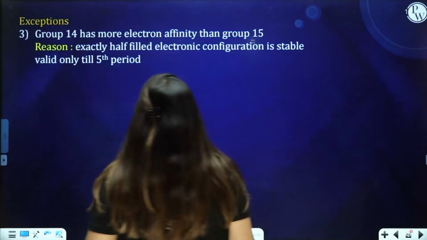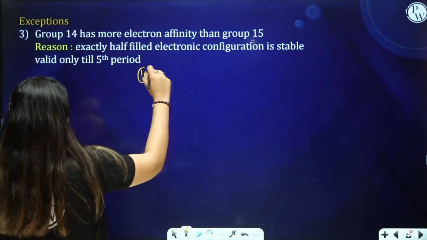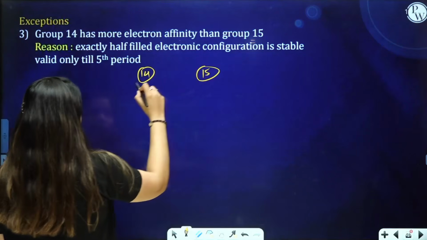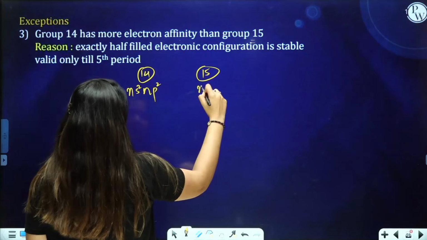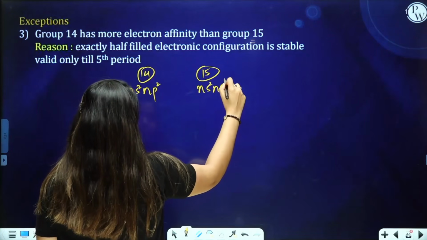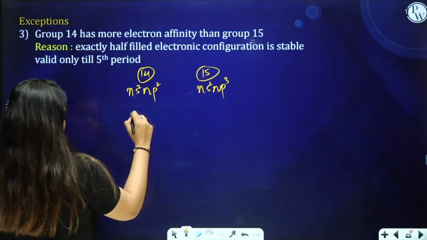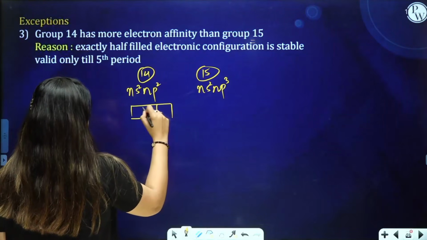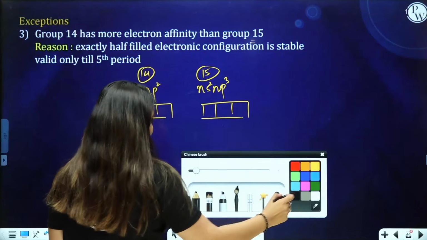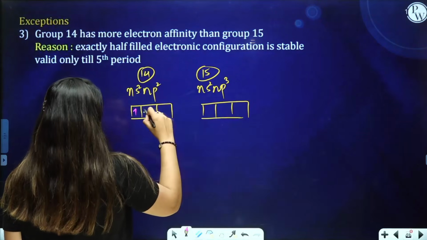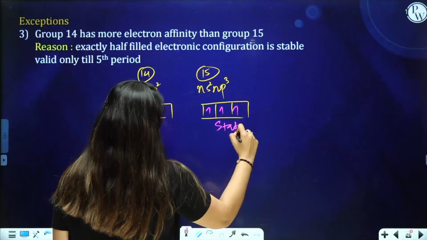Now we talk about group 14 and 15. Let's say I have group number 14, and group number 15. The general electronic configuration of group 14 is ns2 np2. Here I have ns2 np3. Right? This is the electronic configuration. So if I make the p orbital diagram, over here you can simply see the electronic configuration for the p of group 14 and of group 15. So which is stable?